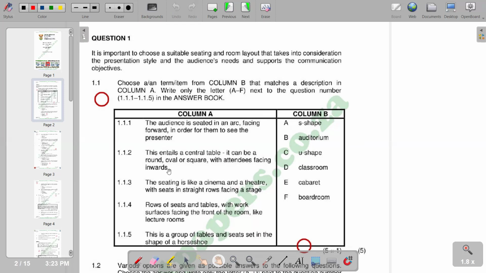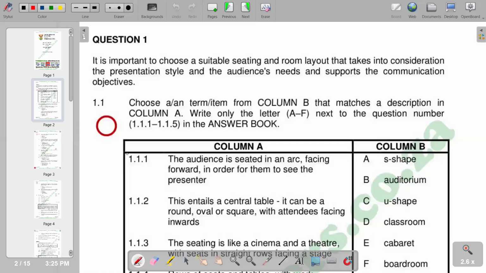So of course, in terms of the first description that we have, it is that the audience is seated in an arc facing towards the presenter in order for them to see the presenter. According to our responses that we have, of course, you'd see that the correct response is the cabaret that we have on E. So we represent our E as the correct response.